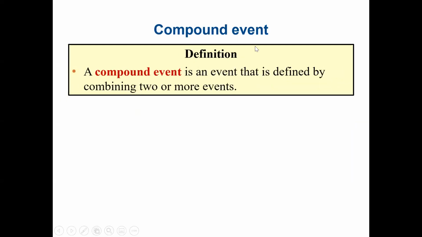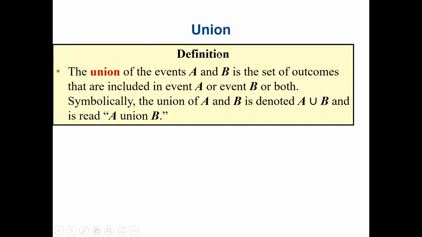Next, we go to the compound event. A compound event is an event that is defined by combining 2 or more events. And what is a union? A union of events A and B is the set of outcomes that are included in event A or event B or both. Normally, we use the symbol ∪. So the union of A and B is denoted A ∪ B and is read as A union B. So the union of events A and B is the set of all the outcomes that are included in event A or B.